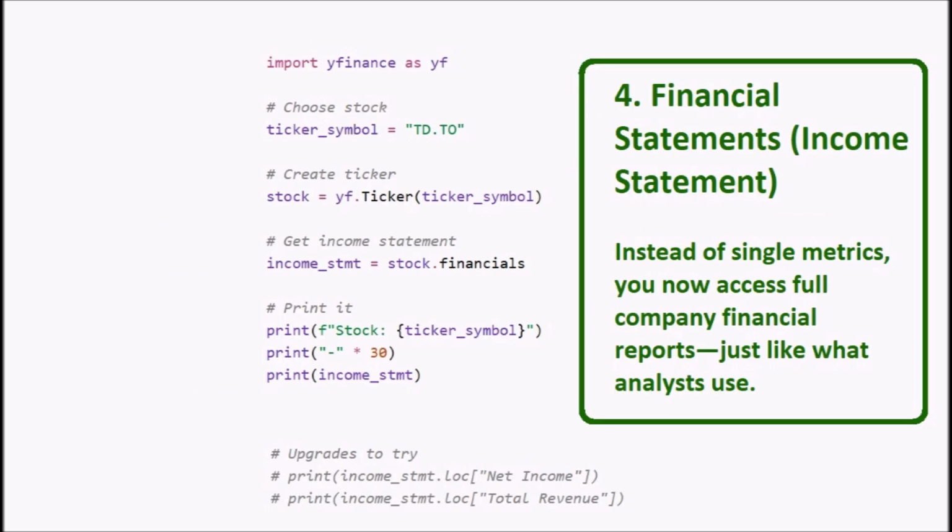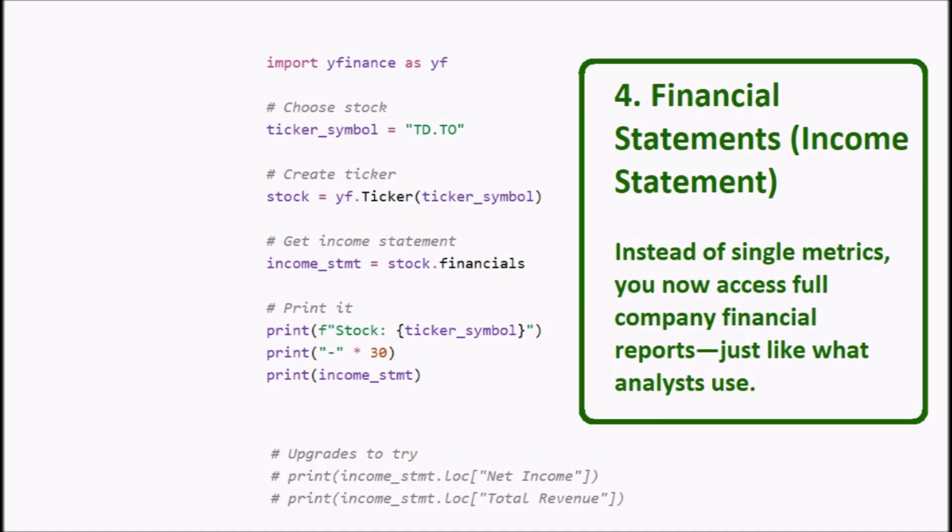Example 4, financial statements, income statement. This code retrieves a full income statement for analysis. Line 1, import yfinance as yf. Imports yfinance. Line 3, ticker_symbol equals TD.TO. Sets the stock symbol. Line 6, stock equals yf.Ticker of ticker_symbol. Creates a ticker object. Line 7, income_stmt equals stock.financials. Fetches the income statement, including revenue, expenses, and net income.